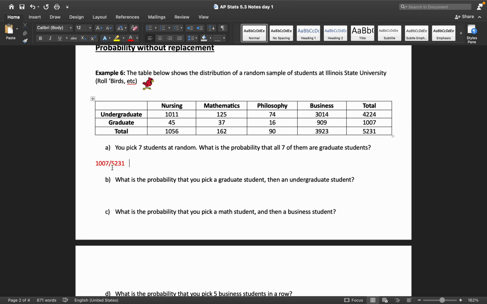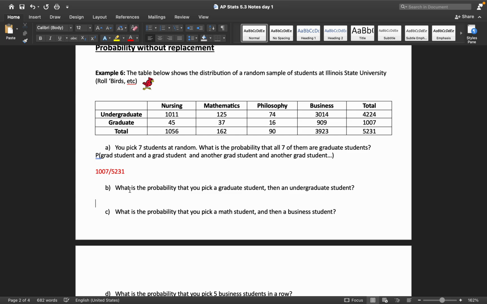So I picked the first one. So let's say probability of a grad student and a grad student and another grad student and another grad student. So I have 7. Well, these are AND problems, so I have to multiply my first probability. Now, for my second probability, my second grad student, I took 1 student out.